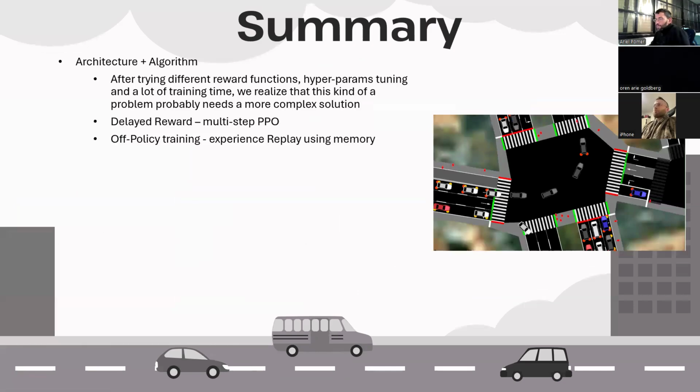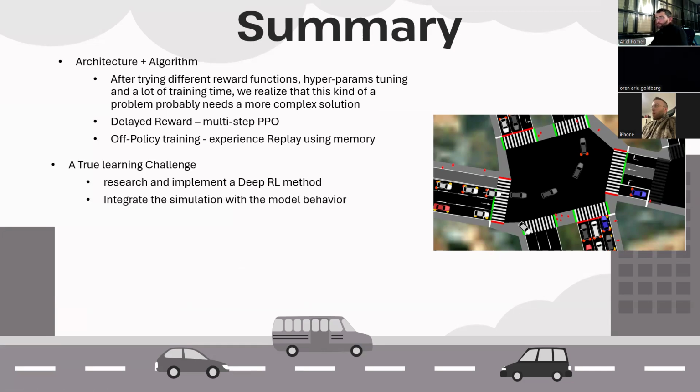So after trying a lot of different ways to make our model work, we figured out that maybe this kind of problem needs a different approach. It takes a few steps for the environment to get the reward. So maybe using a multi-step proximal policy optimization can handle this delay. Also, off-policy training and using memory for experience replay after each episode could have helped improve the results.